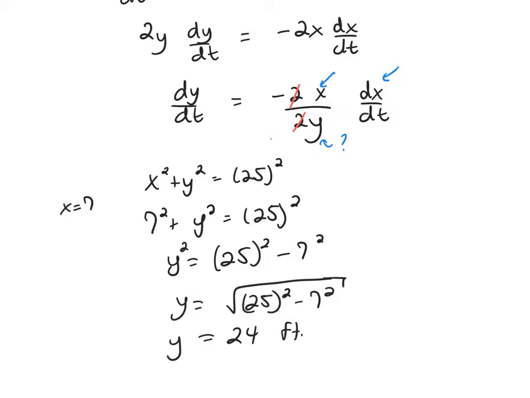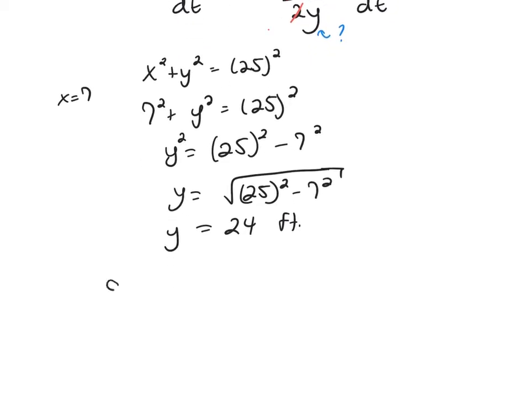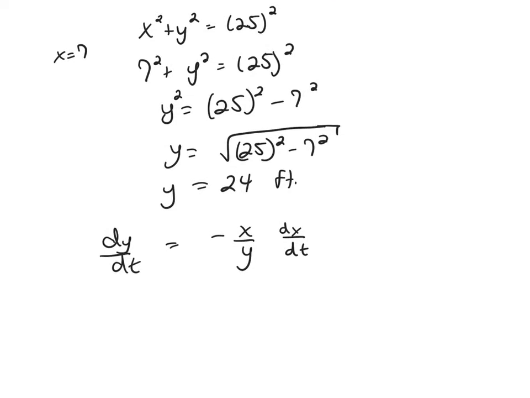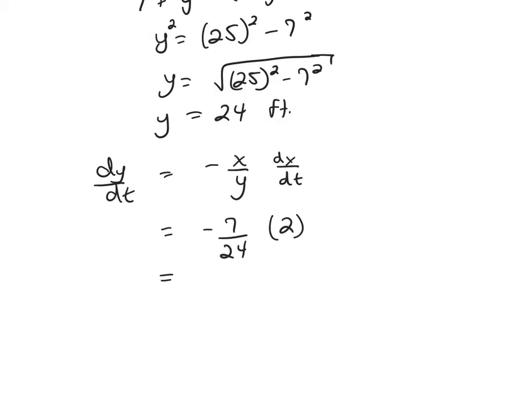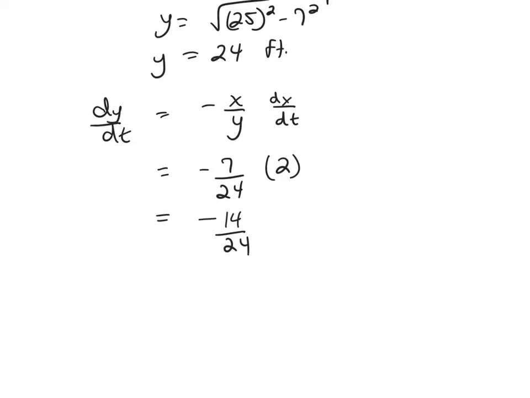So now that I know y, go back to your derivative formula, dy/dt, it was negative x over y dx/dt. So I get negative 7 over 24, and dx/dt was 2, so I'm getting negative 14 over 24, which if you want, you could simplify to negative 7 over 12. I need units again, so this will be feet per second.